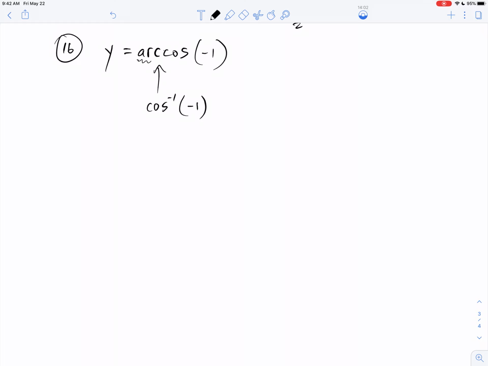This was invented because they didn't want to have a lot of negative exponents and things to mess with your mind. So if you ever see the word arcsine, arctan, arccosine, whatever, it just means inverse. So let's rewrite this. This is what it looks like in the book. I'm going to say y equals cosine inverse -1.